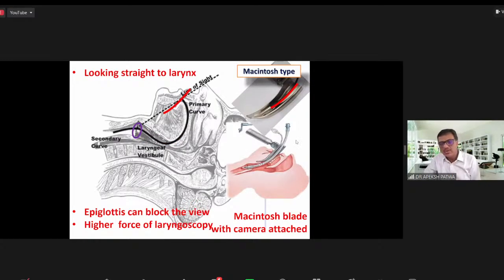And if you look at the Macintosh type video laryngoscope, the camera is positioned here, just looking upside down. The epiglottis can partially block the view. And still, if you are using a Macintosh type of video laryngoscope, you still need to lift the tongue above this line. So the Macintosh type of video laryngoscope does not decrease the force of laryngoscopy. It does not enable us to look beyond the base of the tongue.